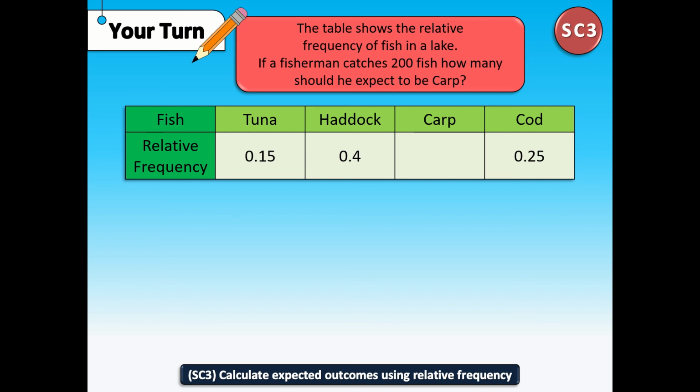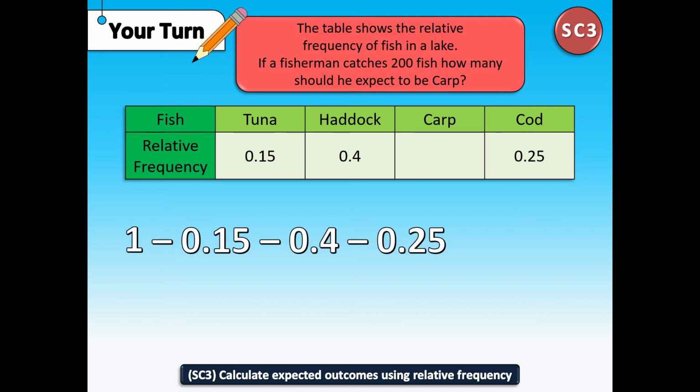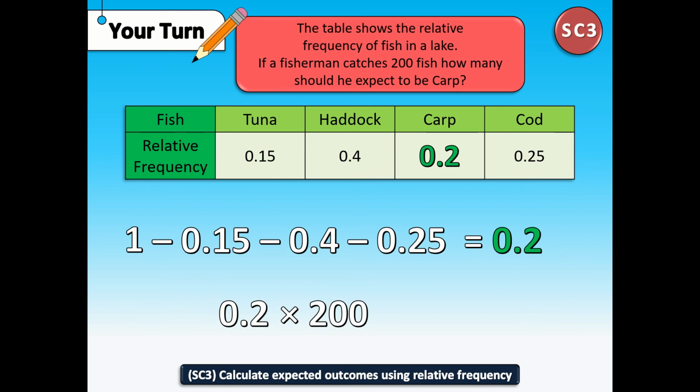This question says the table shows the relative frequency of fish in a lake. If a fisherman catches 200 fish, how many should he expect to be carp? Well, we need to work out the relative frequency for carp, and we know it always adds up to 1. So we can take the other relative frequencies away from 1, and we're left with 0.2. So the relative frequency for carp must be 0.2. Now if the fisherman catches 200 fish, we can times that by the relative frequency for carp. So he should expect 40 of his 200 fish to be carp.